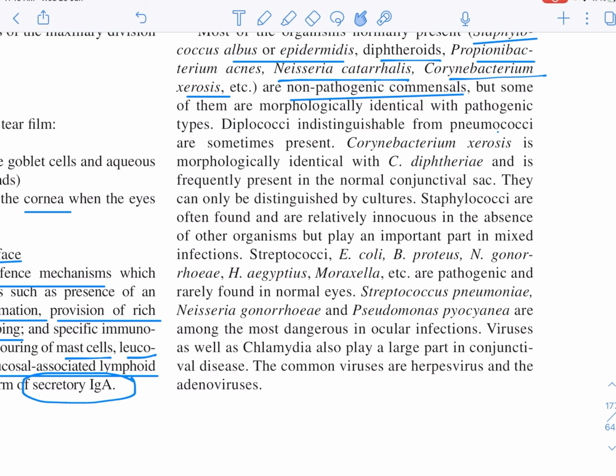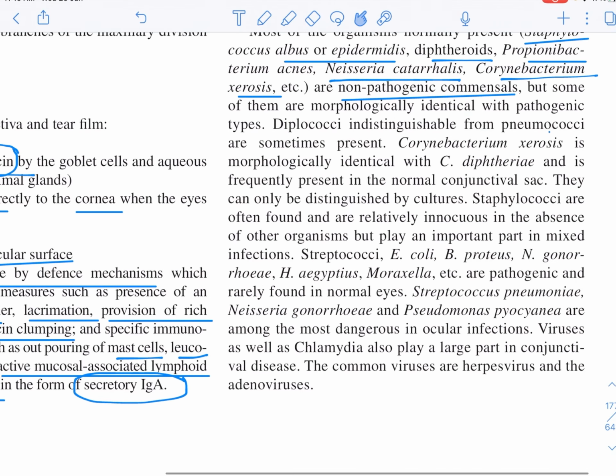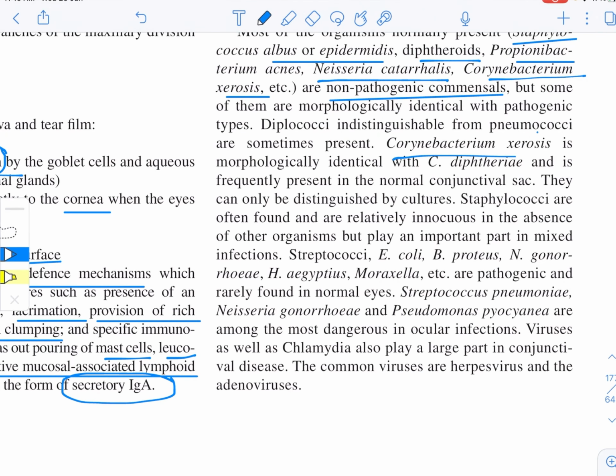Corynebacterium xerosis is identical with C. diphtheria and is frequently present in the normal conjunctival sac. They can only be distinguished by cultures. Okay. Corynebacterium xerosis is indistinguishable from C. diphtheria and they can be present in the normal conjunctival sac. Staphylococci are often found and are relatively innocuous in the absence of other organisms but play an important role in mixed infections.